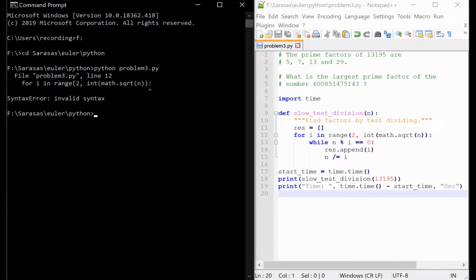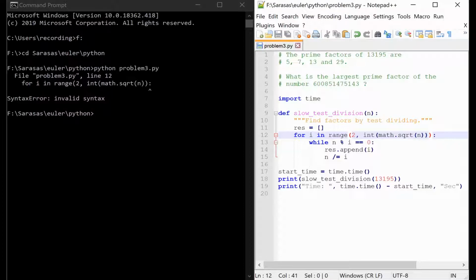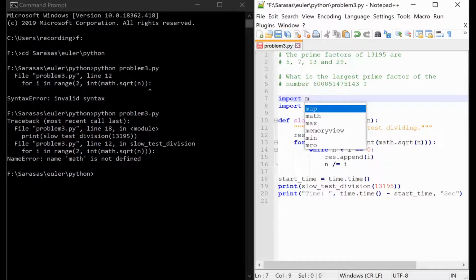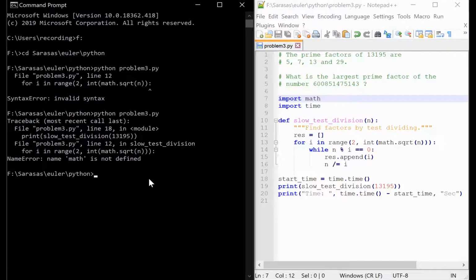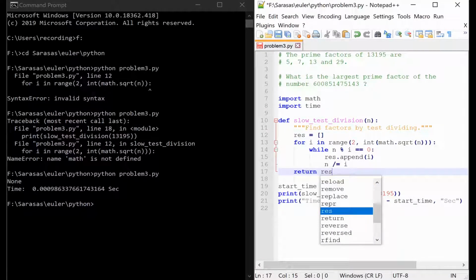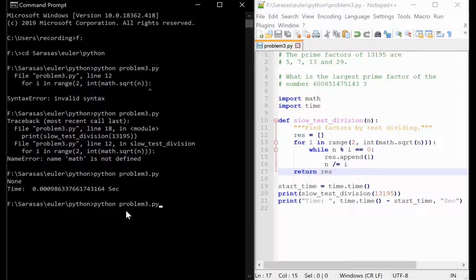Okay, fixing the program, I missed the parentheses. And I need to import math. Okay, so let's see, 13,195. And I need to return the list I created. 13,195 can be split into 5, 7, 13, and 29, which is the exact number they gave in the example.